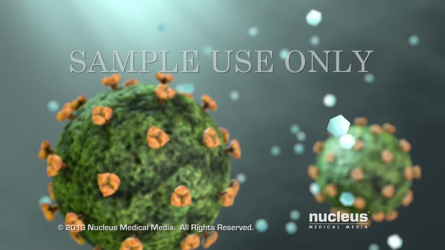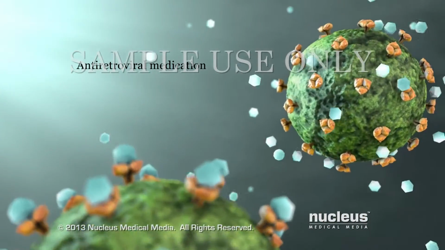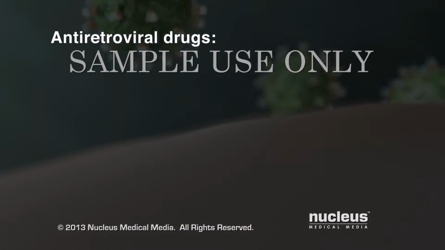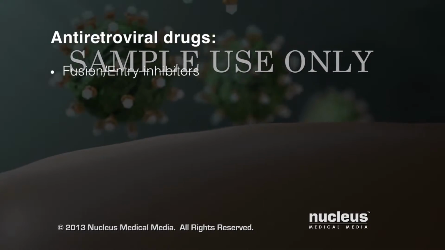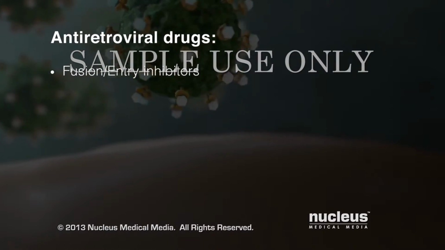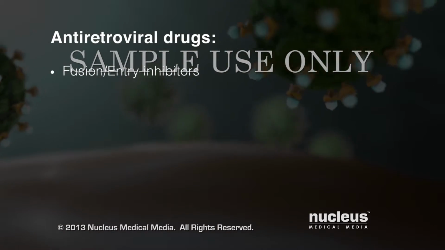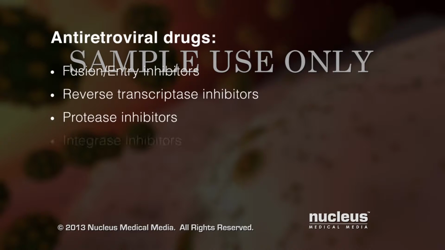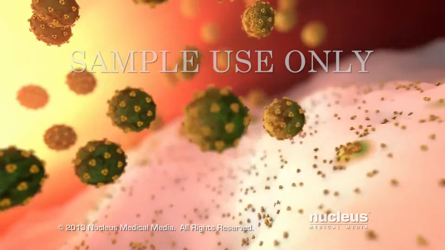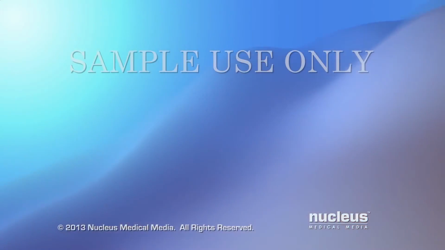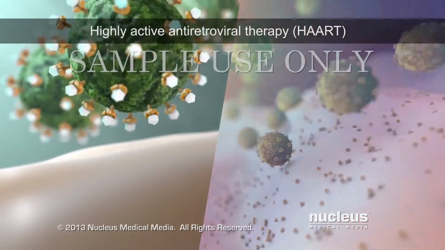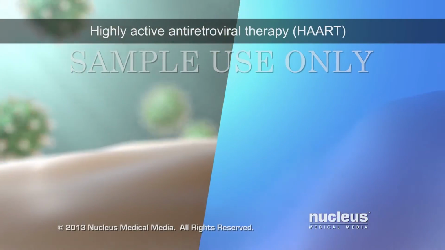Although there is no cure for HIV, drugs called antiretroviral medications can reduce the amount of HIV in your body. One class of antiretroviral medication, called entry or fusion inhibitors, disrupts the HIV infection process by preventing the virus from attaching to your cells. Other classes of antiretroviral medications include reverse transcriptase inhibitors, protease inhibitors, and integrase inhibitors. These drugs prevent the creation, assembly, and spread of new viruses. Your doctor may prescribe a combination of these drug classes known as highly active antiretroviral therapy, or HAART.